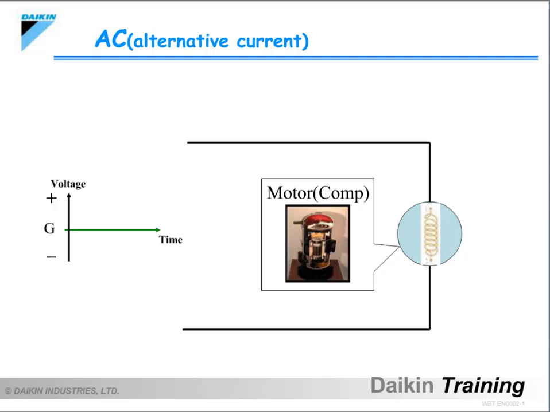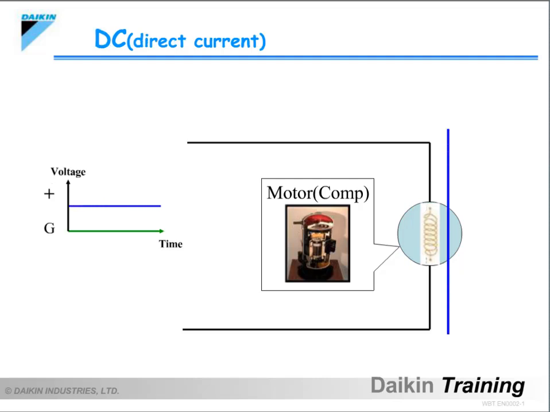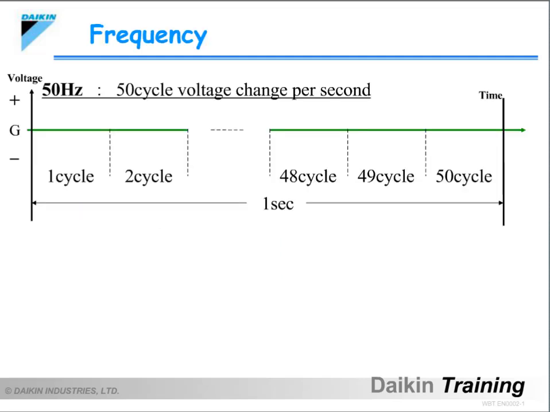When running a motor on AC power, the electric current flowing into the motor reverses its direction at a regular interval. Meanwhile, when running a motor on DC power, the electric current flowing into the motor does so only in one direction. The AC power features a predetermined frequency.